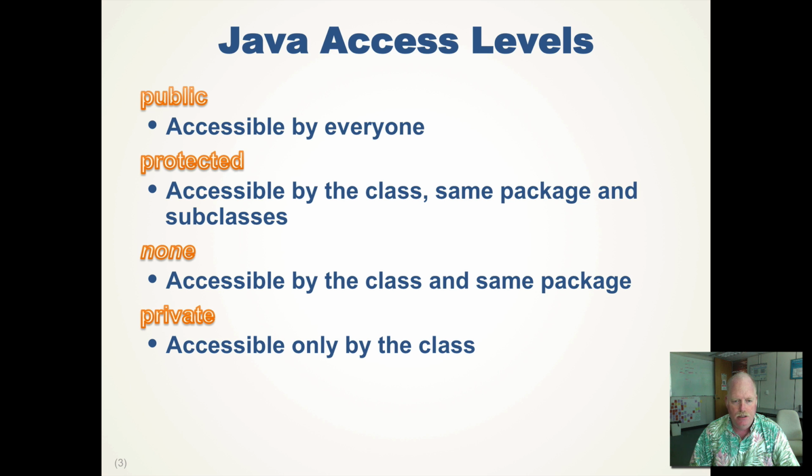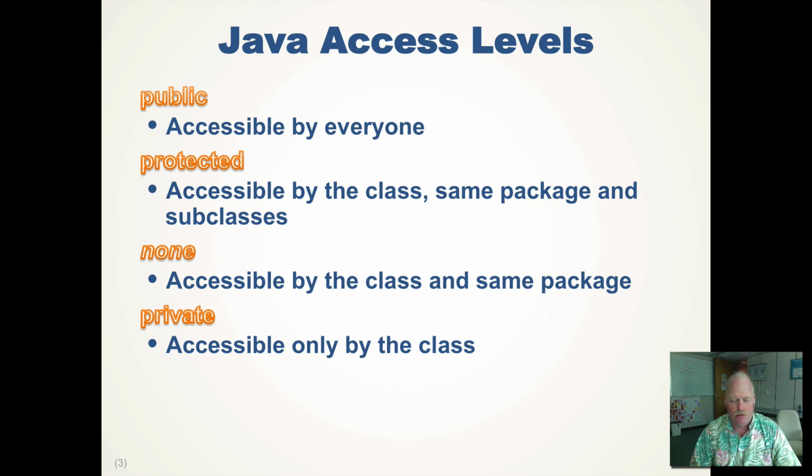If it's protected, the items and the methods are only accessible by the class itself, classes in the same package as this one, and subclasses of this class that has a protected method or member variable. If you do not have any access level next to your variable or method, then it's only accessible by the class and things in the same package, but not subclasses of this class.